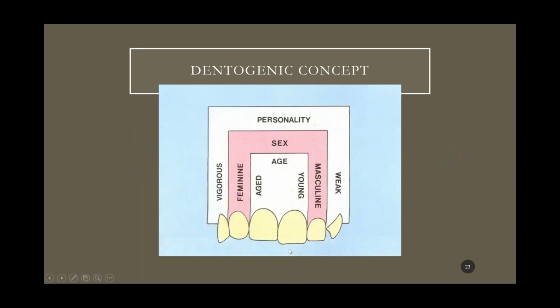So in a young individual, you can see that there is presence of mamelon, and in an aged individual, there is attrition of the tooth. And in feminine form, you can see that there are rounded line angles, whereas in a masculine form, they are less rounded or more pointed. And personality is usually the difficult one. In a vigorous individual, you can see prominent teeth, whereas in a weak form, you have frail teeth.